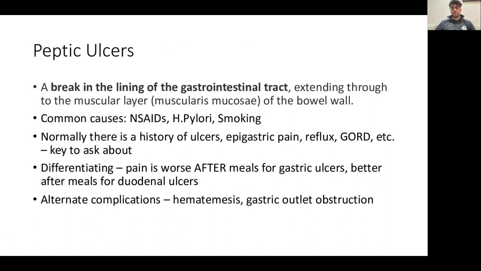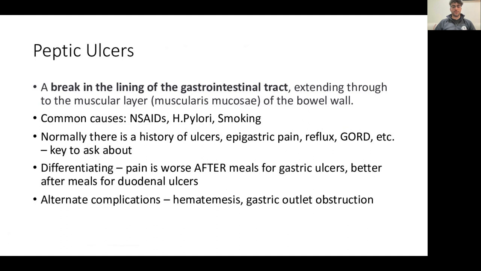That's another one of those things that can cause ulceration. If the ulceration gets bad enough, or they had a history of ulcers, that can result in a perforation. Normally there's a history of ulcers with epigastric pain, reflux, GORD, etc., and they're key things to ask about in your history. Normally the patients will just directly tell you. I remember seeing a patient on the ward, and I went up to them and asked, have you had any history of heartburn when you've been eating? They told me straight away, yes, I get heartburn all the time, and that leans you towards an ulcer.